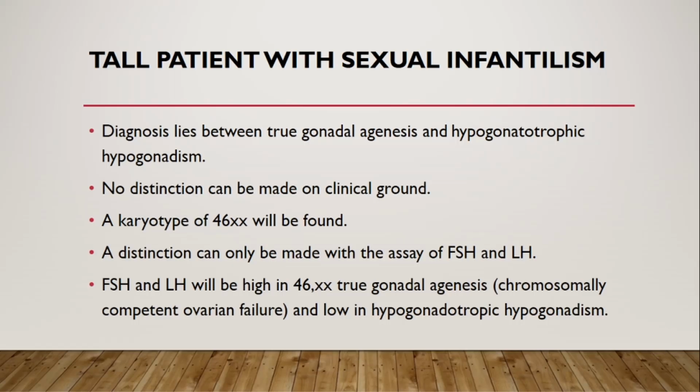In tall patients with sexual infertility, no decision can be made on clinical ground between true gonadal agenesis and hypogonadotropic hypogonadism. Both of them will have a karyotype of 46 XX. And a decision only can be made with the assay of follicle-stimulating hormone and luteinizing hormone.